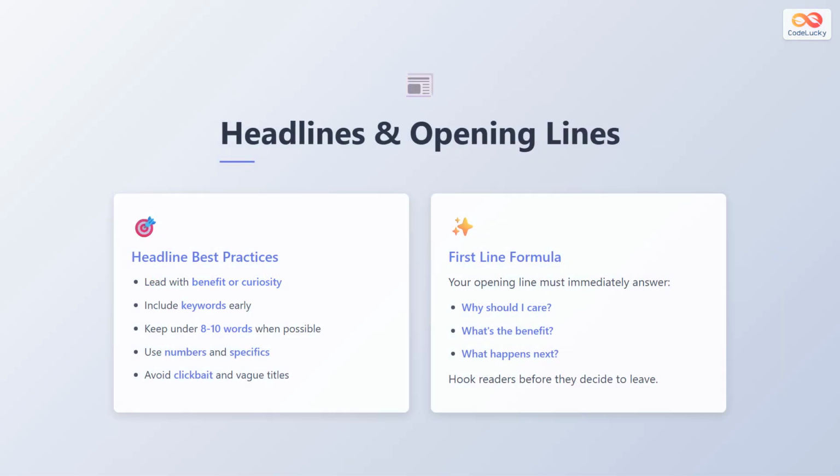Your headline is everything in digital writing. It's what makes readers decide whether to click or scroll past. A great headline is clear and specific. It tells readers exactly what they'll learn or get from the content. Avoid vague or clickbait headlines that promise something but don't deliver. Use numbers when possible because they grab attention and set clear expectations. For example, 5 tips for better writing works better than how to write better. Use power words like proven, essential, or surprising. Most importantly, make your headline benefit-focused. Tell readers why they should care.